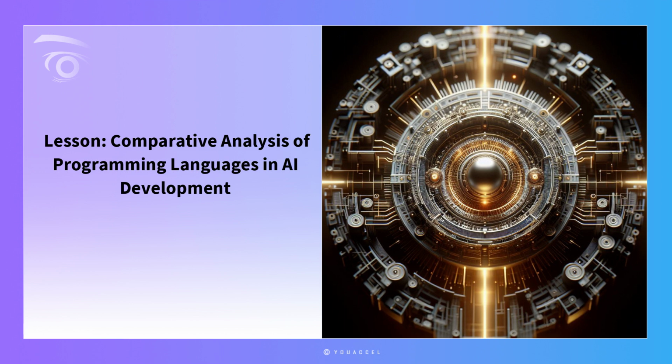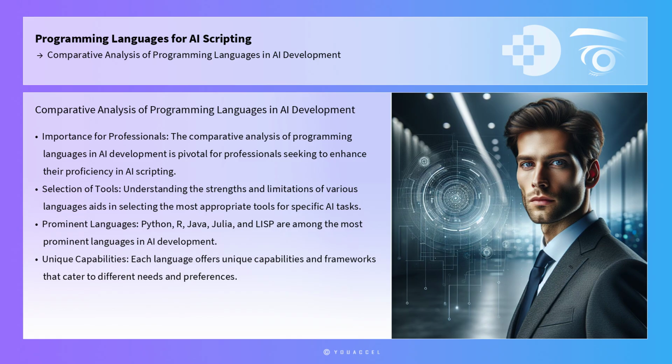Lesson: Comparative Analysis of Programming Languages in AI Development. The comparative analysis of programming languages in AI development is pivotal for professionals seeking to enhance their proficiency in AI scripting. Understanding the strengths and limitations of various languages aids in selecting the most appropriate tools for specific AI tasks, ensuring efficiency and effectiveness. Python, R, Java, Julia, and Lisp are among the most prominent languages in AI development, each offering unique capabilities and frameworks that cater to different needs and preferences.